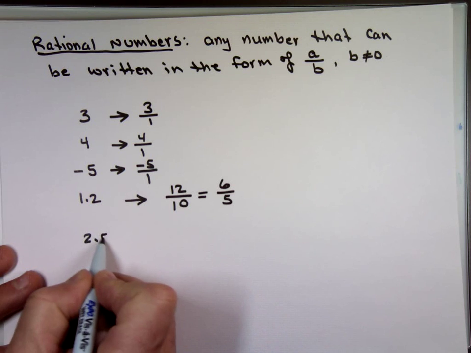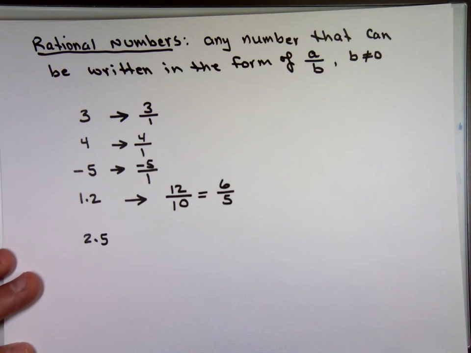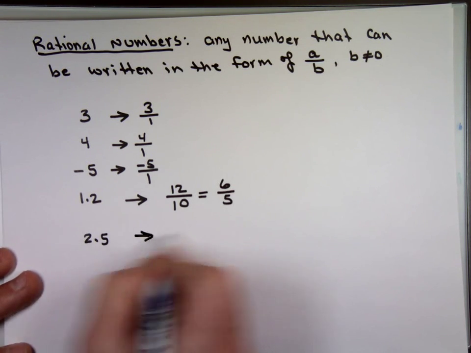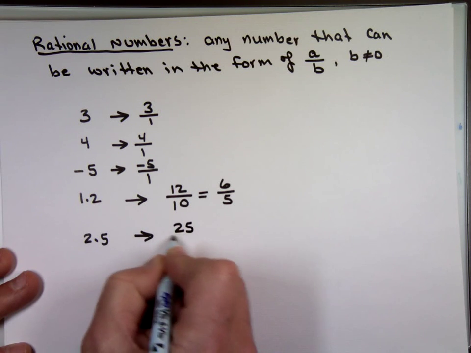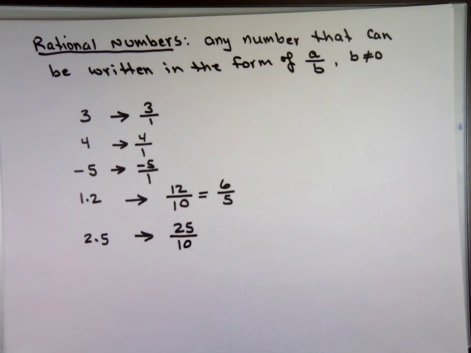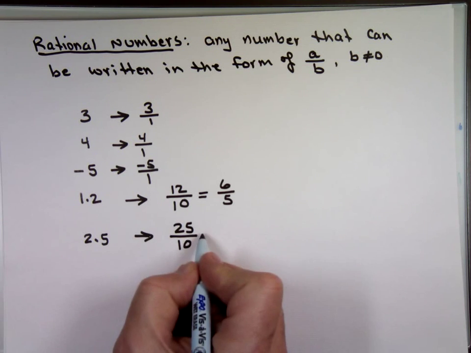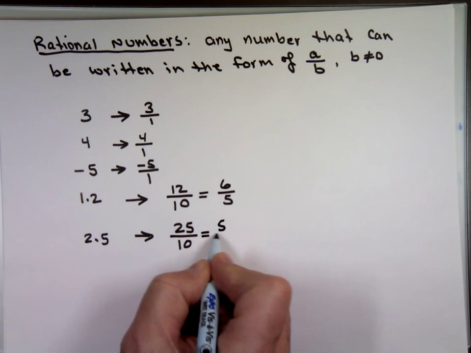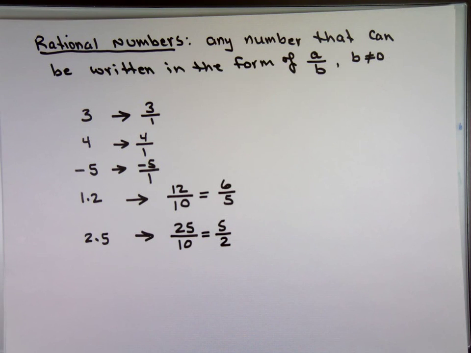2.5 is a rational number, because you can write the 2.5 as 25 divided by 1 followed by 1 zero. Now simplify that. By 5, that's 5. By 5, that's 2. That is a rational number.